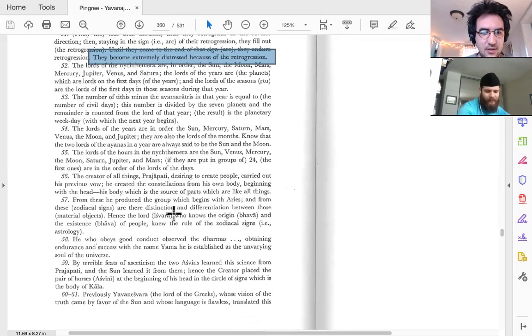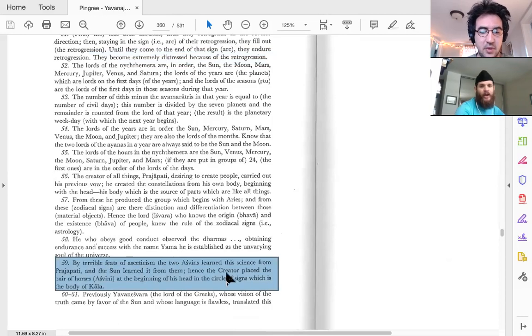He kind of ends with talking about Prajapati and the creation of things. He also says down here in 59 that Ashwini is at the beginning of the circle of the signs, which is the body of Kala. So putting Ashwini as the first nakshatra in Aries, at the very end of the book. But a book that just mentioned nakshatras 6 shlokas ago.